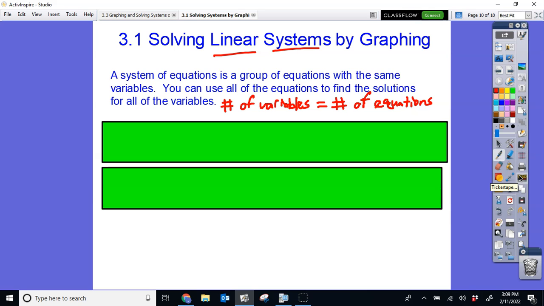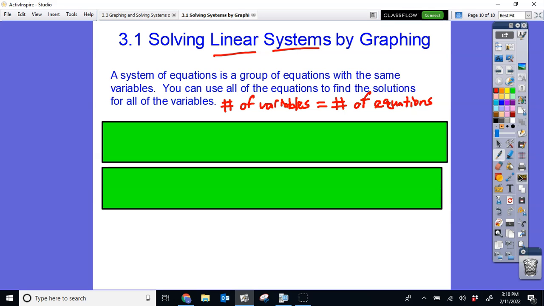For the most part, though, you can bet that most of your high school mathematics and maybe even some of your early college mathematics will involve you looking at times where you have the same number of variables and the same number of equations. In other words, 2 variables, 2 equations, 3 variables, 3 equations, 4 variables, 4 equations. We're not going to get quite that high, though, in this class.